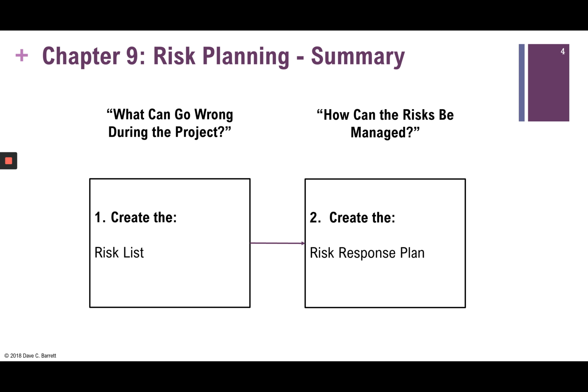So let us proceed. There are really two main questions that we ask ourselves. First of all, what can go wrong during the project? And believe me, on projects, many things can go wrong, and sometimes whatever can go wrong will go wrong. When you ask that question, the output is to create something called the risk list, which is a list of the different risks that may occur during the project. The second part is how can these risks that we've identified be managed? And our output is to create the risk response plan.